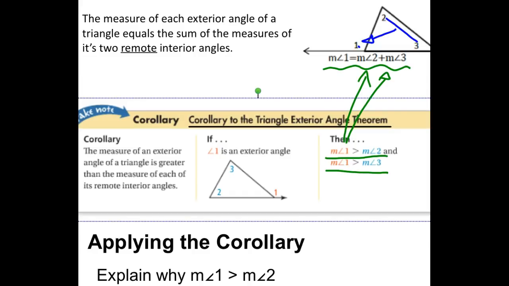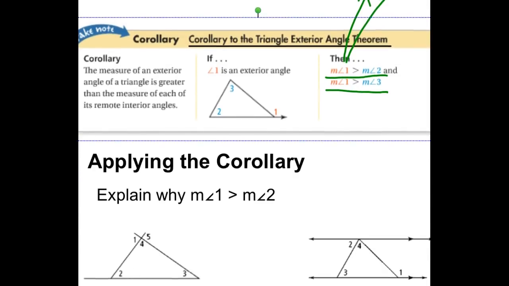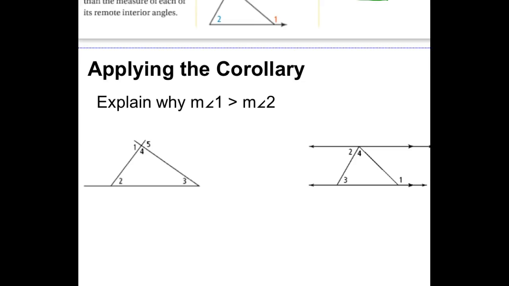So we apply that in triangles to kind of figure out measurements. So I'm going to do the first one with you and I'll have you guys try the next one. It says, explain why the measure of angle 1 is greater than the measure of angle 2. So first off, let's find these in our picture.